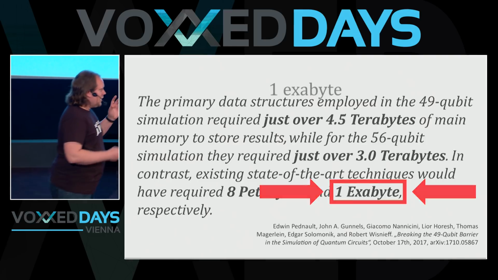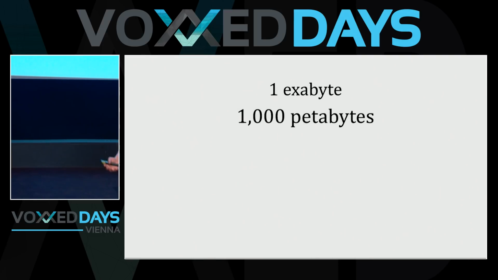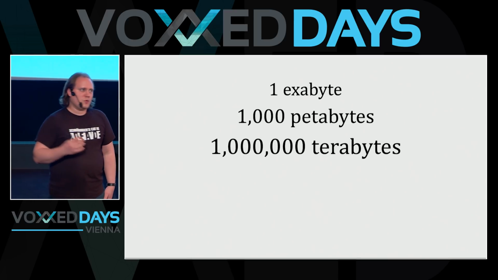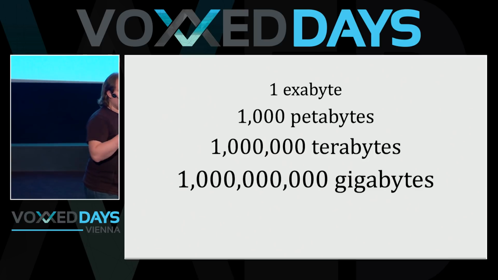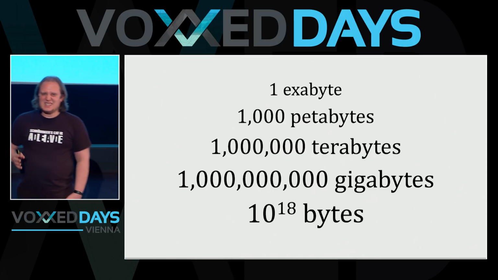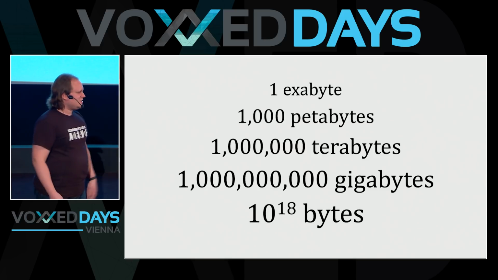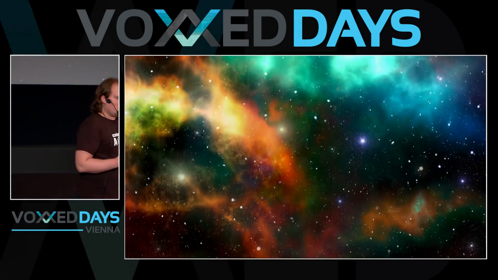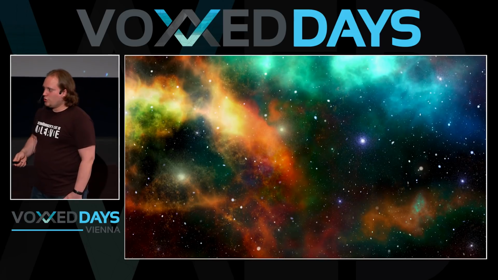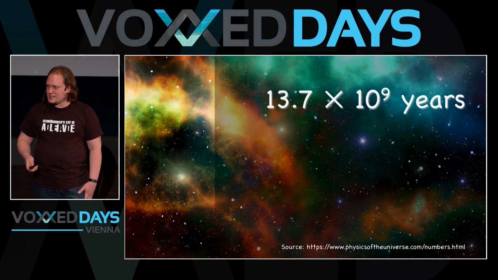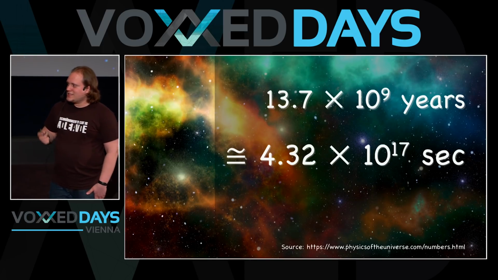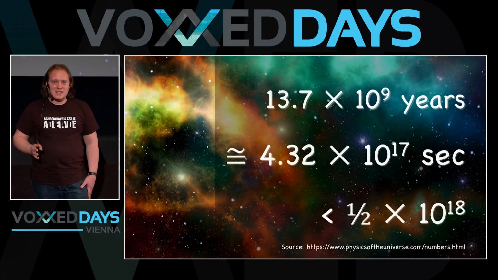Let me break it down for you. 1 exabyte, that's 1,000 petabytes. That's 1,000,000 terabytes. Depending on whether you speak British or American English, that's a milliard or a billion gigabytes. That's 10 to the 18 bytes. 10 to the 18, what's 10 to the 18? According to current estimates, our universe is 13.7 times 10 to the 9 years old, which translates to 4.32 times 10 to the 17 seconds. That's less than half the amount of bytes in an exabyte.